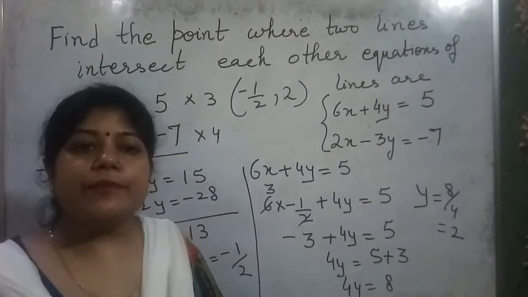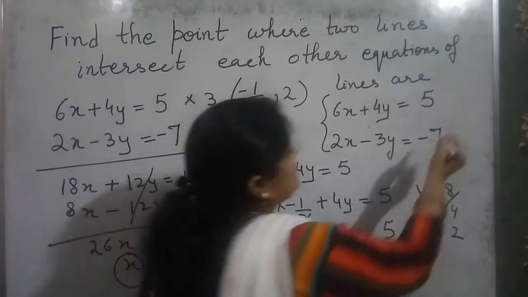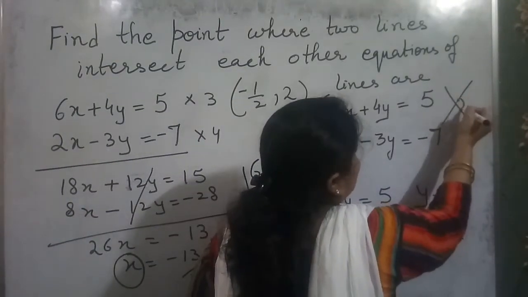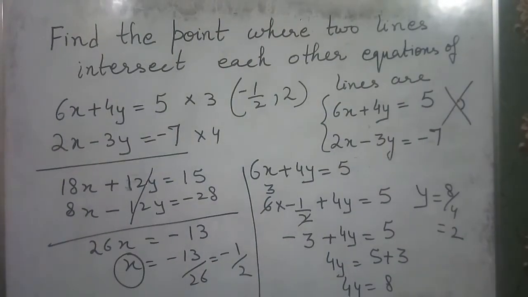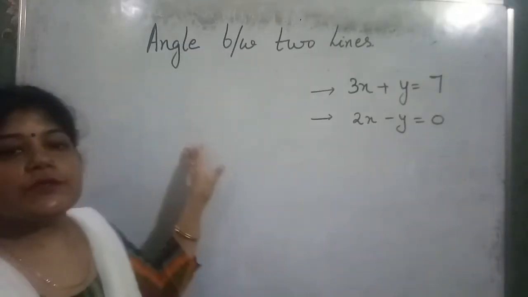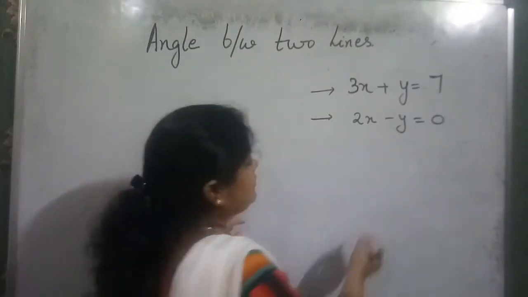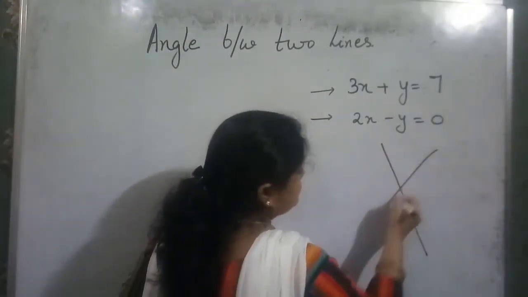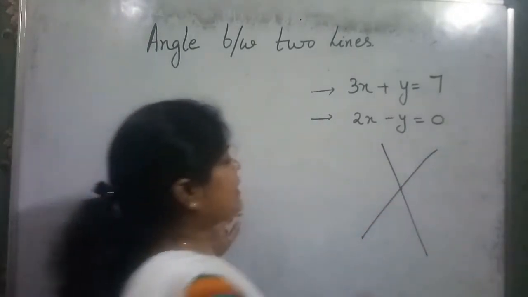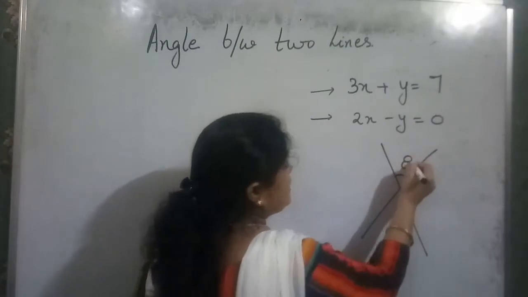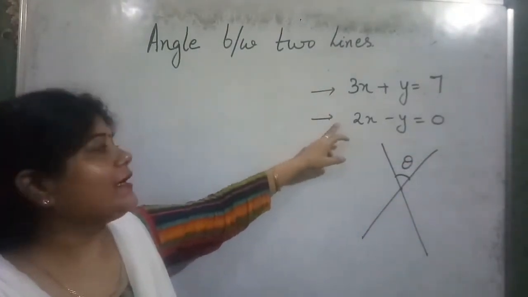Now I am going to explain how you will find, if two lines intersect each other, what angle they make with each other. Now I am going to explain how you will find the angle between two lines. For example, there are two lines cutting each other at a point, and we have to find the angle between these two lines.